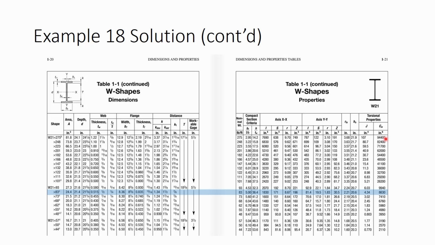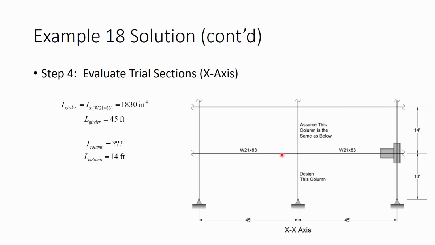I highlight the properties for a W21 by 83, and what I'm looking for is the moment of inertia along the x-axis right here, which is 1830 inches to the fourth. So before I start evaluating each of these sections, what you'll see is I've just summarized some info over here on the left.